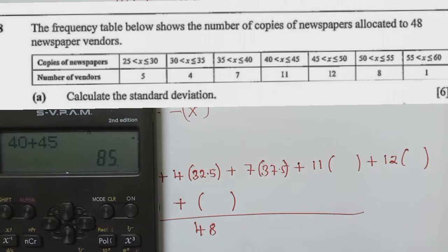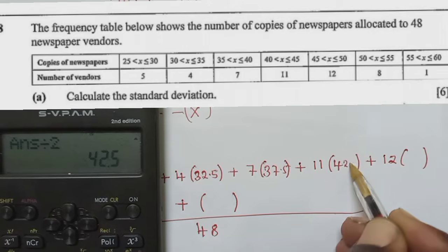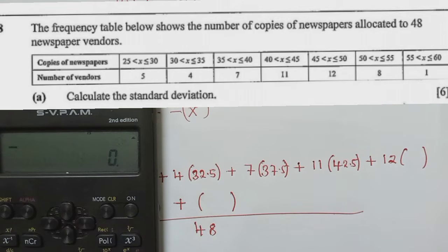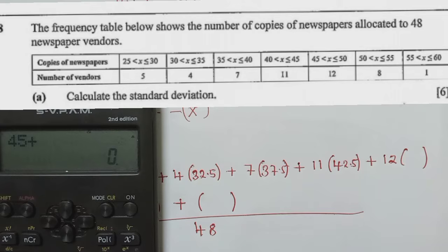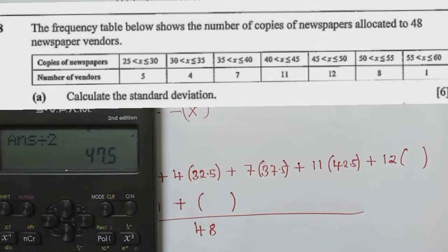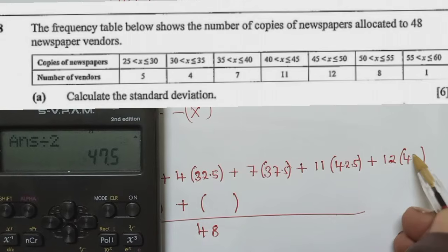Next there we have 40 plus 45, divide by 2. We're getting 42.5. Next we have 45 plus 50, divide by 2. We're getting 47.5.